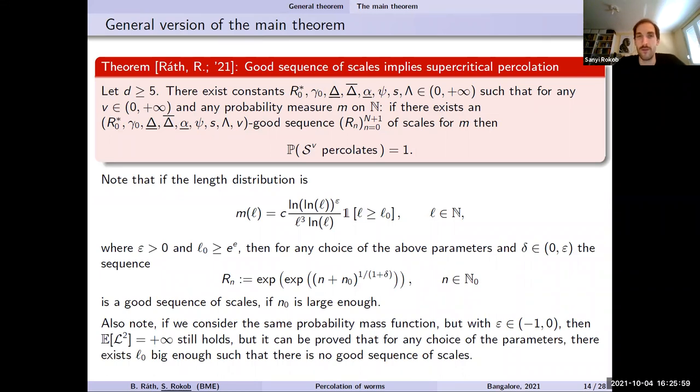Okay, if we have this definition, we can state the general result, the general theorem, from which the a priori stated main theorem follows. If we are in the situation that we have a good sequence of scales, then we can do the sequential fattening and target shooting in such a way that the exploration never stops, so it's eternal, and hence the cluster of the origin will be infinite, hence the set of worms will percolate. I don't want to talk that much, so thank you for your attention.